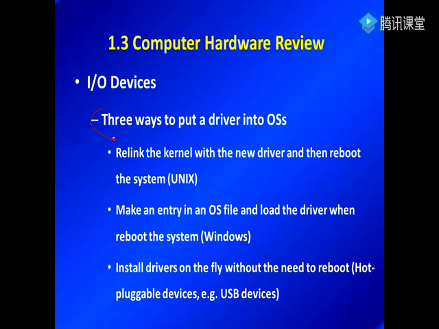So how to install that driver? For now, it's getting easier and easier. Sometimes you don't need to explicitly install the driver. Sometimes you just plug the device into your computer and you can use it. For example, if you plug a U-disk into your computer, you can just directly store or get some data through it.